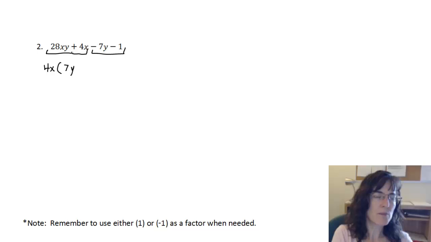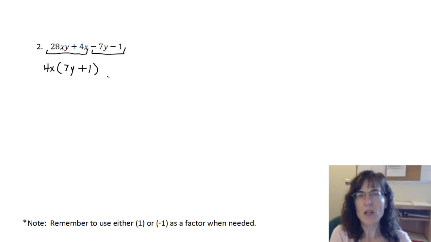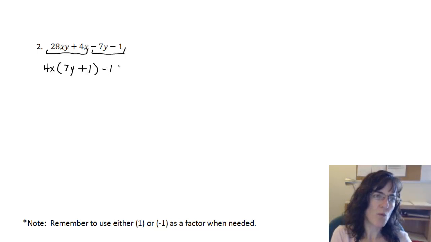And then 4x times what is 4x? Well, that's 4x times 1 is 4x. And then I have 7y plus 1. Now this is looking very close, 7y plus 1, and this is negative 7y minus 1. So that's giving me an idea that I could just factor out a negative 1.